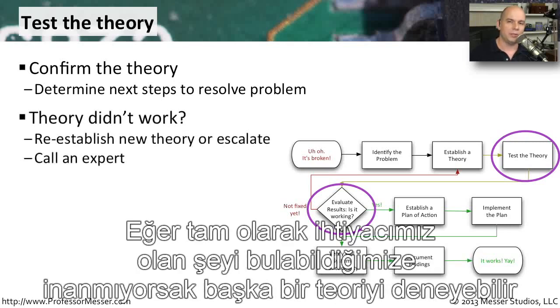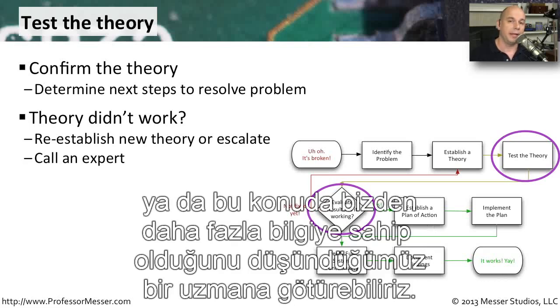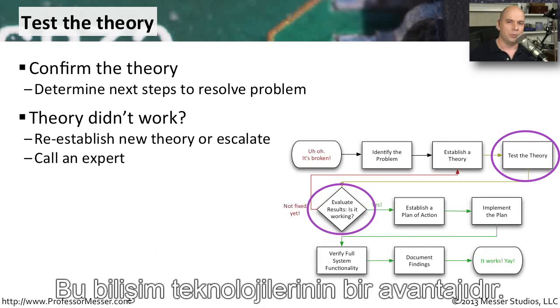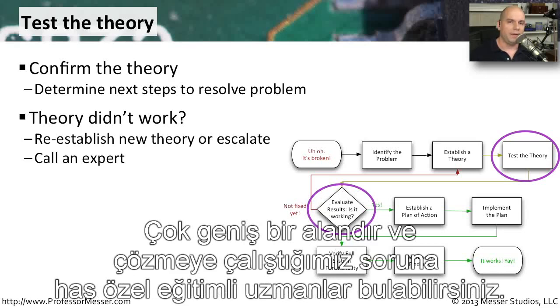And if we aren't quite certain that we're actually finding what we need, we might want to go back and try a different theory, or perhaps bring in an expert who knows a lot more about the subject matter than we do. This is one of the advantages of information technology: it's so broad, you can find experts that are very specifically trained in some of the things that we're trying to solve.